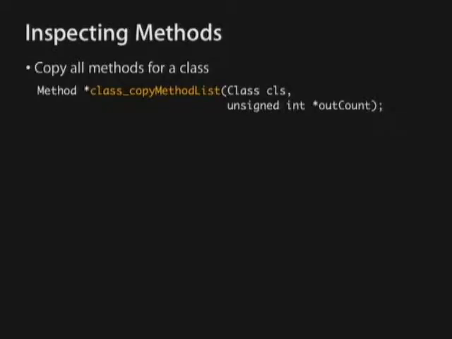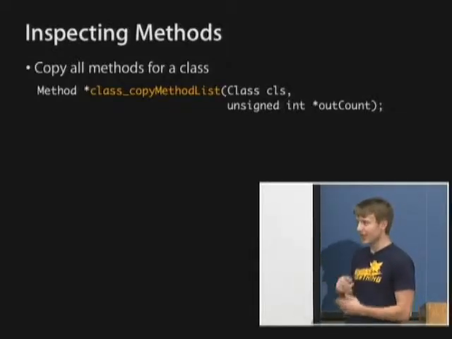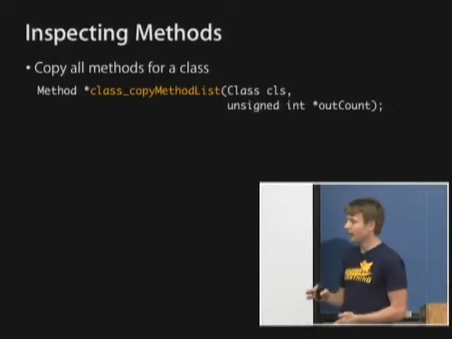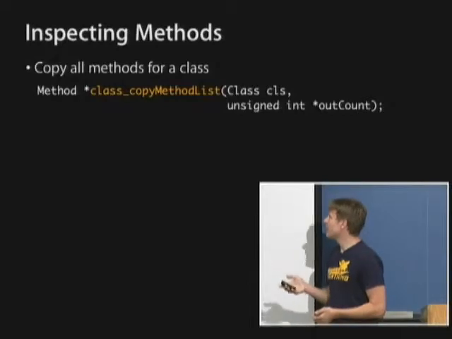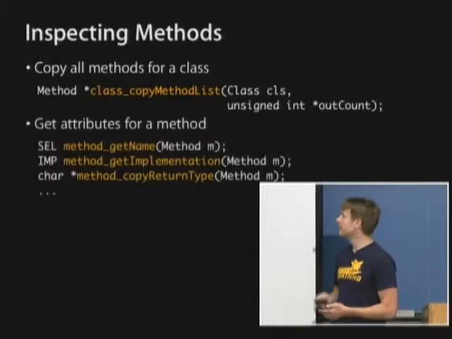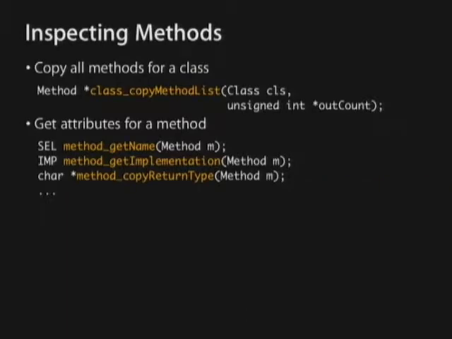A couple things, just examples. You can copy all of the methods for a class. This is something that's dynamically maintained. It's not a compile time thing. It's a runtime thing. So given a class, I can get the list of methods back from it. And then given a method, I can do things like get the name. I can get a pointer to the implementation, which basically ends up being a C function. I can get the return type, all sorts of other interesting properties of a method. So that's kind of cool. You can introspect all sorts of things about the runtime.